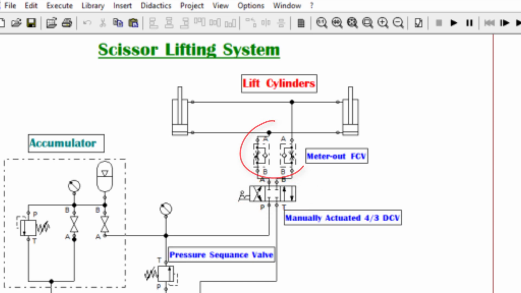Sixth, the meter outflow control valve regulates the descent speed of the platform. By controlling the flow rate of oil exiting the cylinders, it ensures smooth and safe operation.